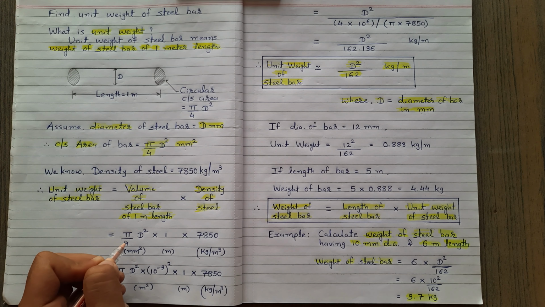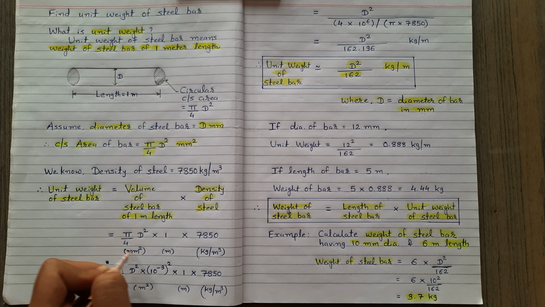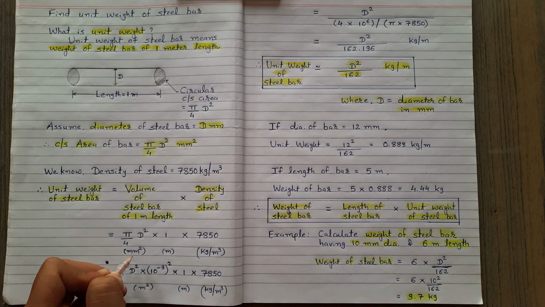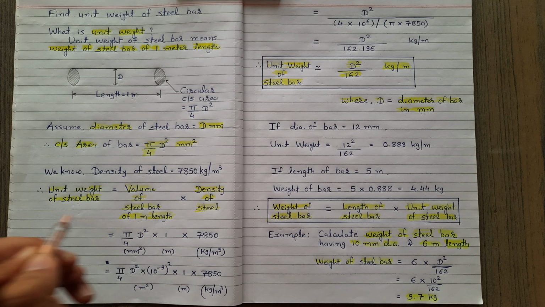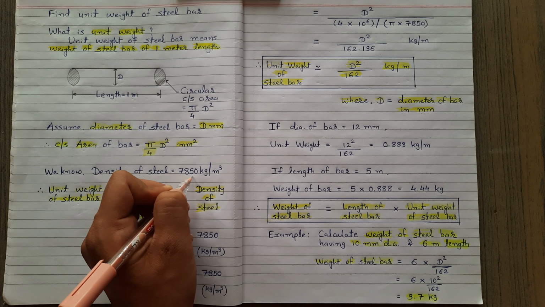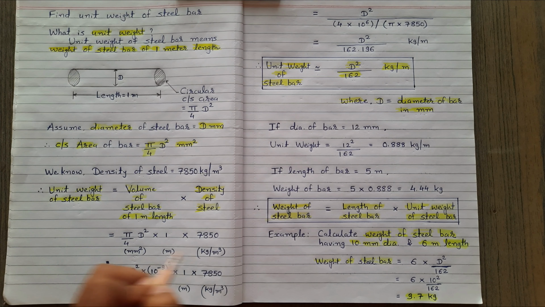Volume is equal to area into length, cross sectional area pi by 4 d square. Unit is mm square. Length 1 meter. Density of steel 7850 kilogram per meter cube. Here cross sectional area is in mm square, length is in meter, density is in kilogram per meter cube.